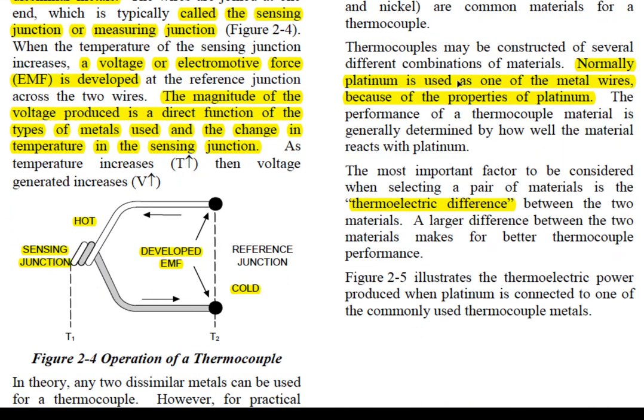Okay, normally the platinum is used as one of the metals. Go ahead and highlight this. Normally platinum is used as one of the metals because the properties of platinum are very good for proportionality, and that's why we use platinum. And then also the other factor that you have to maintain is what is the thermoelectric difference. That is a nice fancy word for what is the voltage difference between the two metals. The larger the difference between the metals makes a better thermocouple performance, because if you have a larger voltage between the two metals, it's going to be easier to measure than when you have something very, very small in between those.